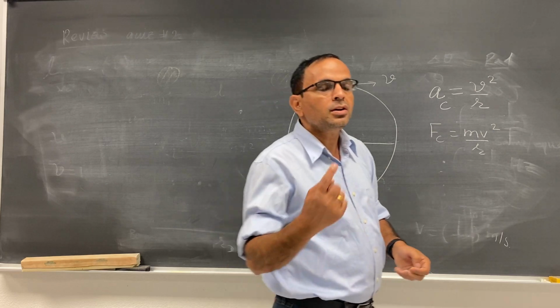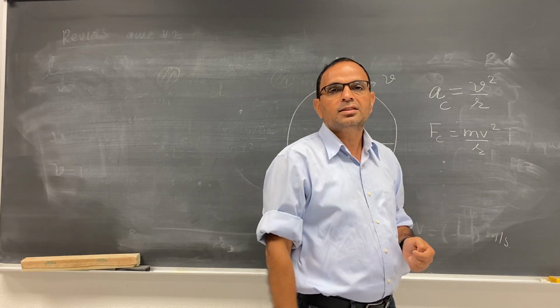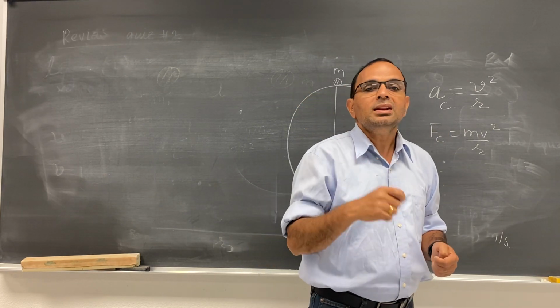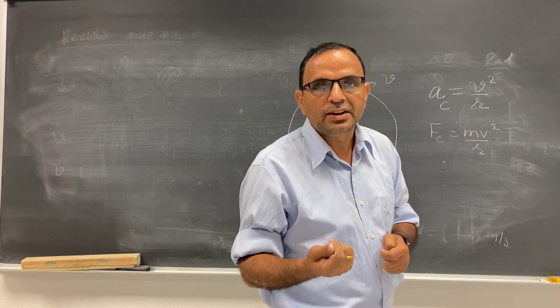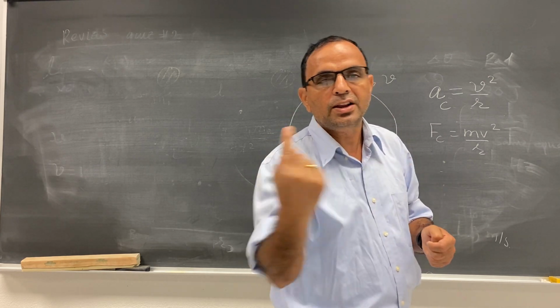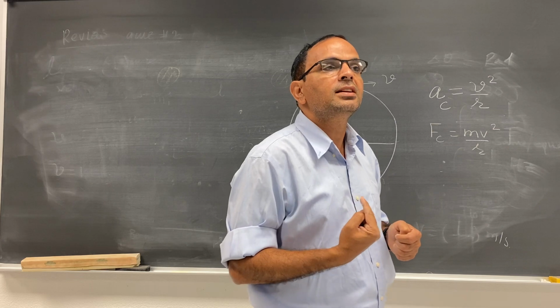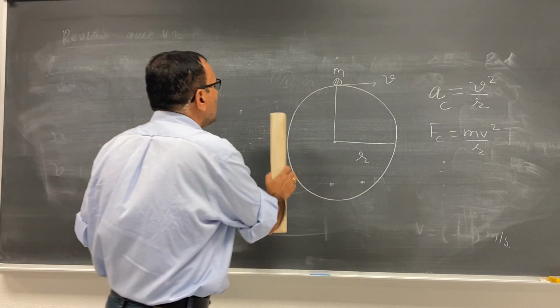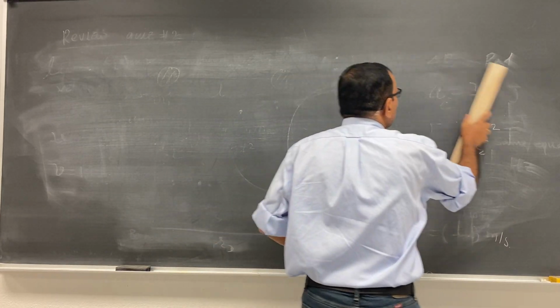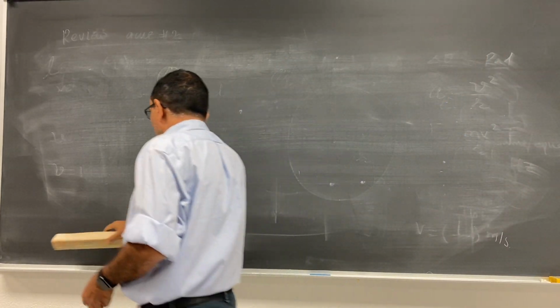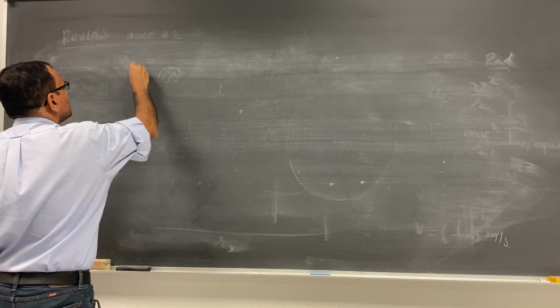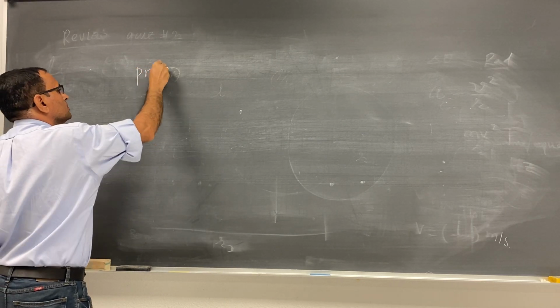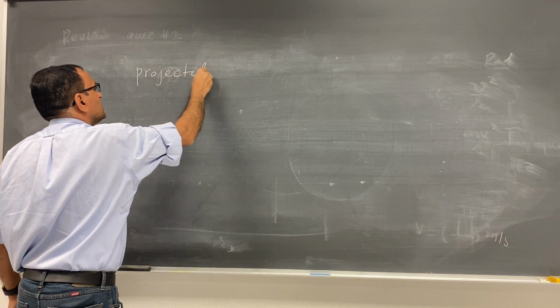Okay, and the time taken to complete one circle is called the time period. And 1 divided by the time period is the frequency, or the number of revolutions you can make in 1 second. So this is the main point about circular motion and centripetal force. Another type of motion is projectile motion.